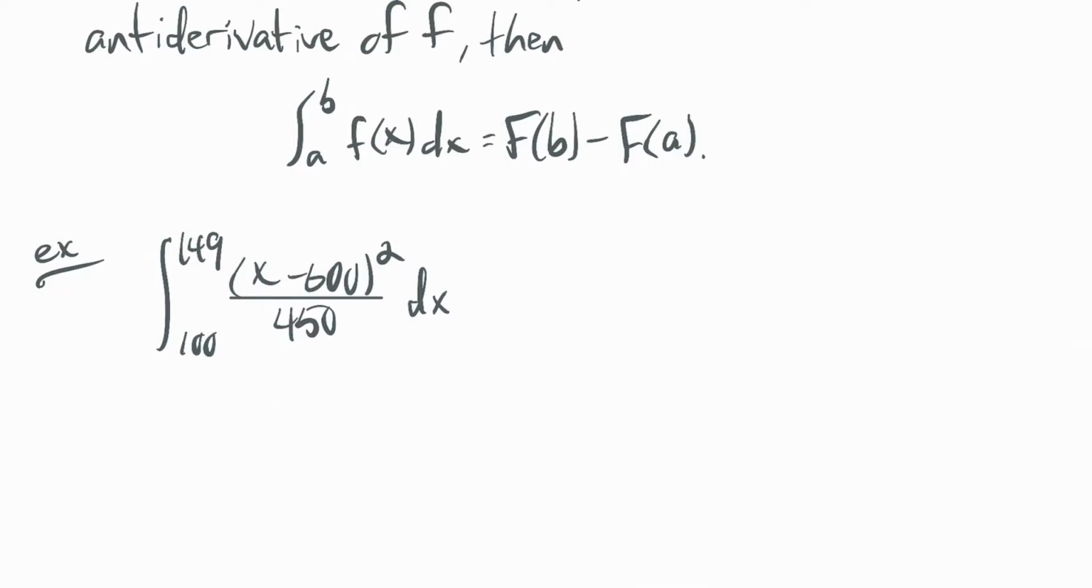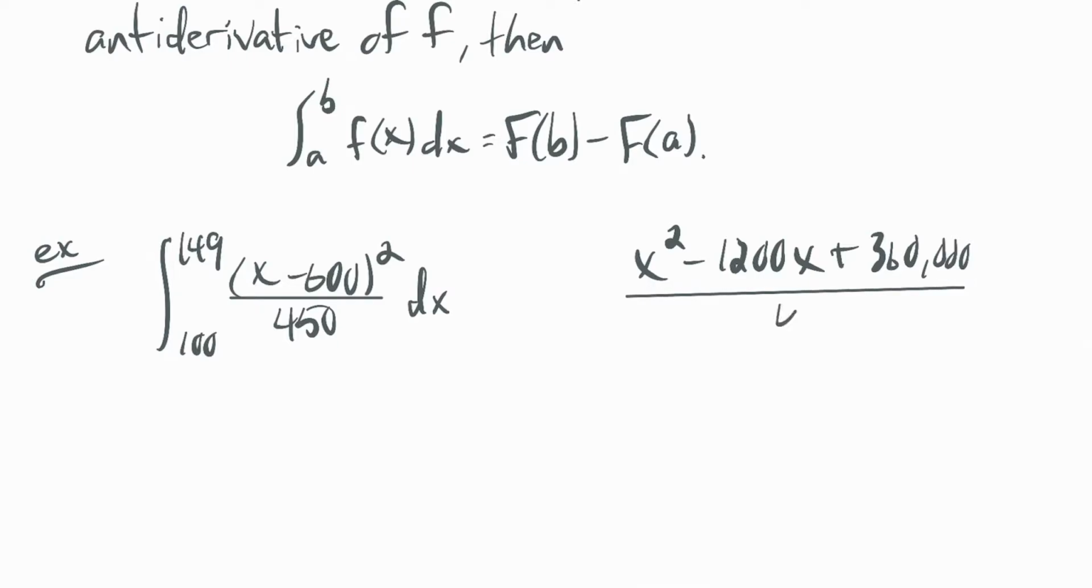So you know what? Let's FOIL. That'll probably be easiest. So x squared minus 1200x plus 360,000 all over 450. That's not the antiderivative, I've just FOILed. So this is f of x.